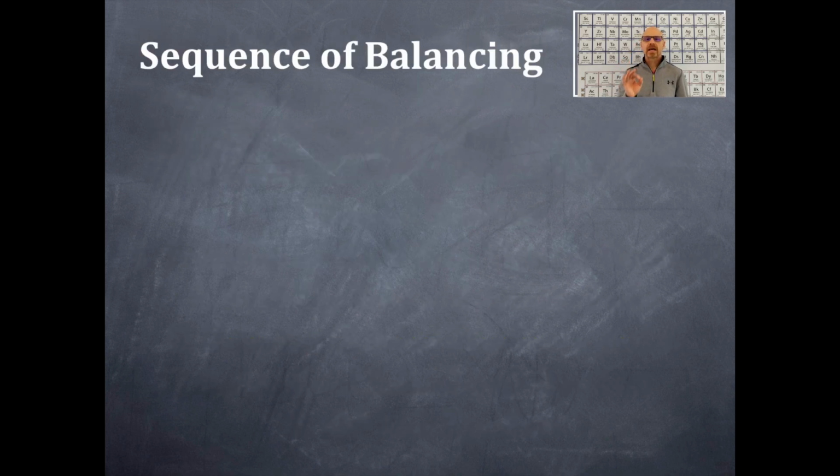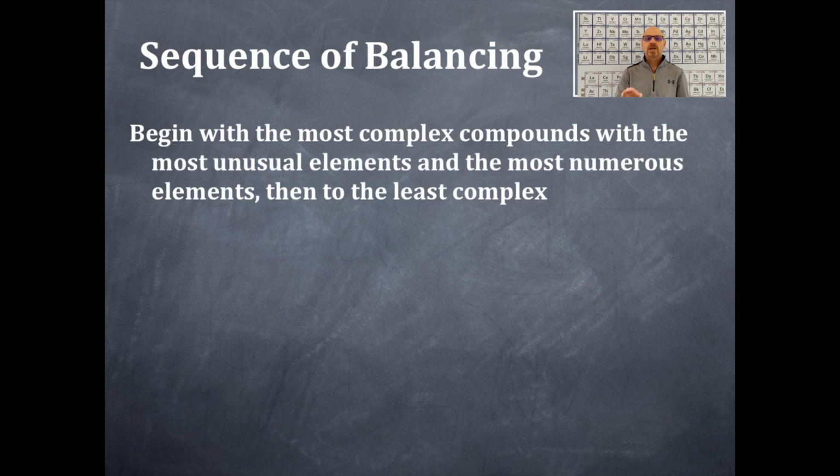The sequence of balancing is going to be the following. You're going to start off with the most complex compound, that is the compound with the most unusual elements and the most numerous of them. And then you're going to work your way down to the least complex compounds.